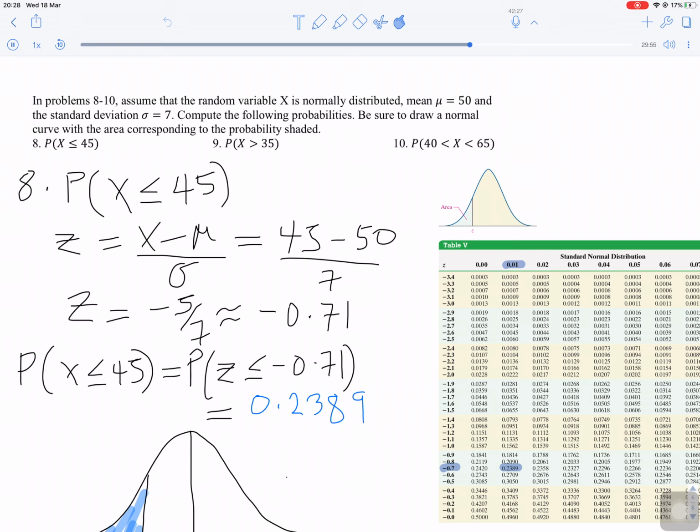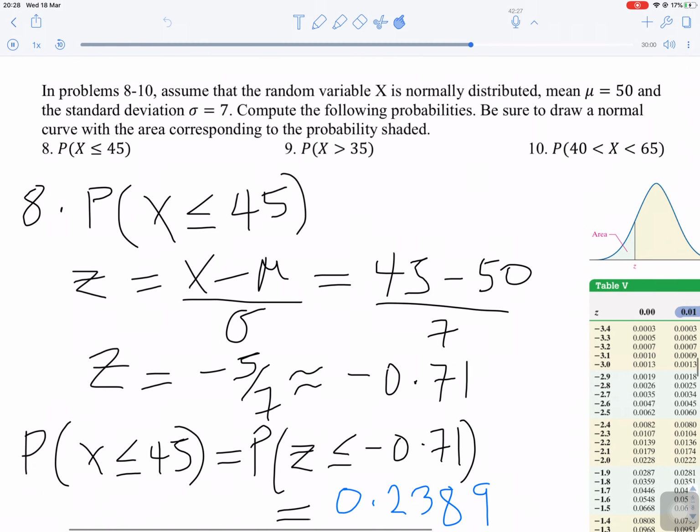So in problems 8 to 10, assume that the random variable x is normally distributed with mean mu equals 50 and standard deviation sigma equals 7. Compute the following probabilities. Be sure to draw the normal curve with the area corresponding to the probabilities shaded. So number 8, P of x, the probability that x is less or equal to 45.